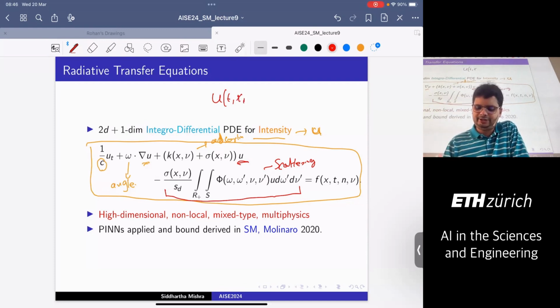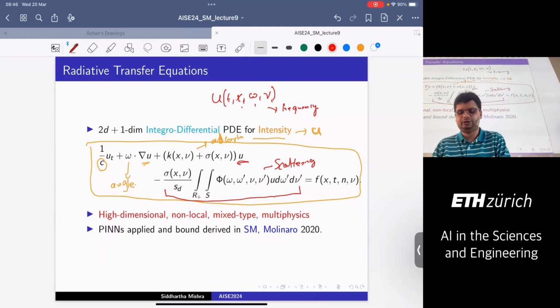It's a function of space. Space is usually 3-dimensional. It's a function of angle. So when you are looking at 3-dimensional space, you have 2 angles. So that's 2 dimensions. And this nu is a frequency because radiation happens at different frequencies. So it's a function of frequency. So this is 1 dimension, 2 dimensions, 3 dimensions, 1 dimension. So in the most general case, it's a 7-dimensional problem.